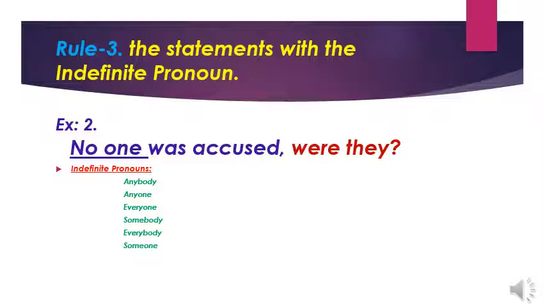Now the tag should go positive. So here we need not add an apostrophe t. Now the personal pronoun to be taken is they. In the sense, the indefinite pronoun no one is converted to the personal pronoun they, and keep a question mark after this. So the tag is were they. The answer is no one was accused, were they?